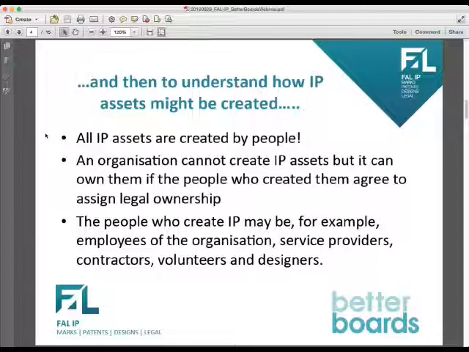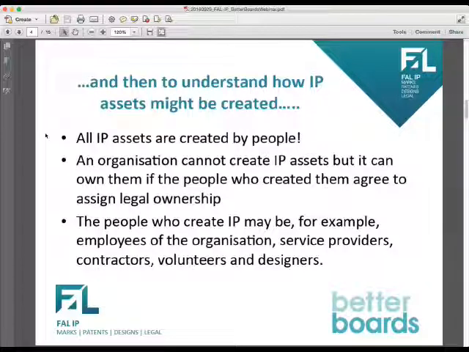And so, yeah, basically the people who can create IP may be, for example, employees. So it would be helpful, for example, if people are employed to assign that IP from the minute they accept employment. Service providers, contractors, volunteers, and designers, if you're, say, getting a logo designed for your company. Do you have a legal document that says, well, you're designing it for us, so we have the copyright over that logo and not you as an artist? So it's those different things that I guess boards and organizations should keep in mind.